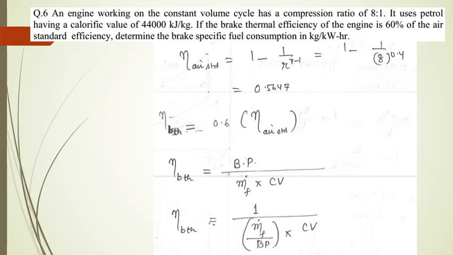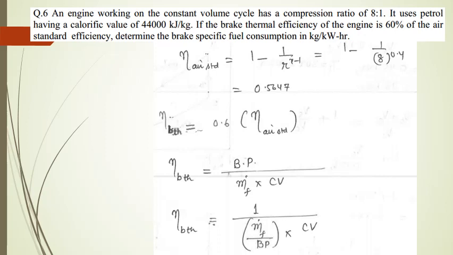Now the air standard efficiency of the Otto cycle is equal to 1 minus 1 upon r raised to the power gamma minus 1, which comes out to be 0.5647. Now brake thermal efficiency is given as 60% of the air standard efficiency, and brake thermal efficiency is equal to brake power divided by mf dot into CV, where mf dot is the fuel consumption rate in kg per hour and CV is the calorific value of the fuel.